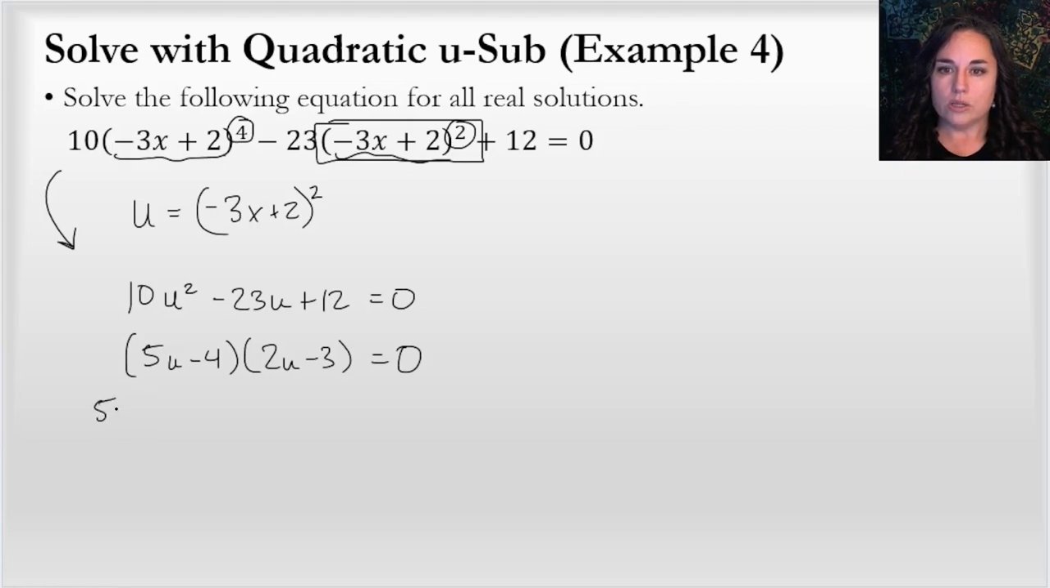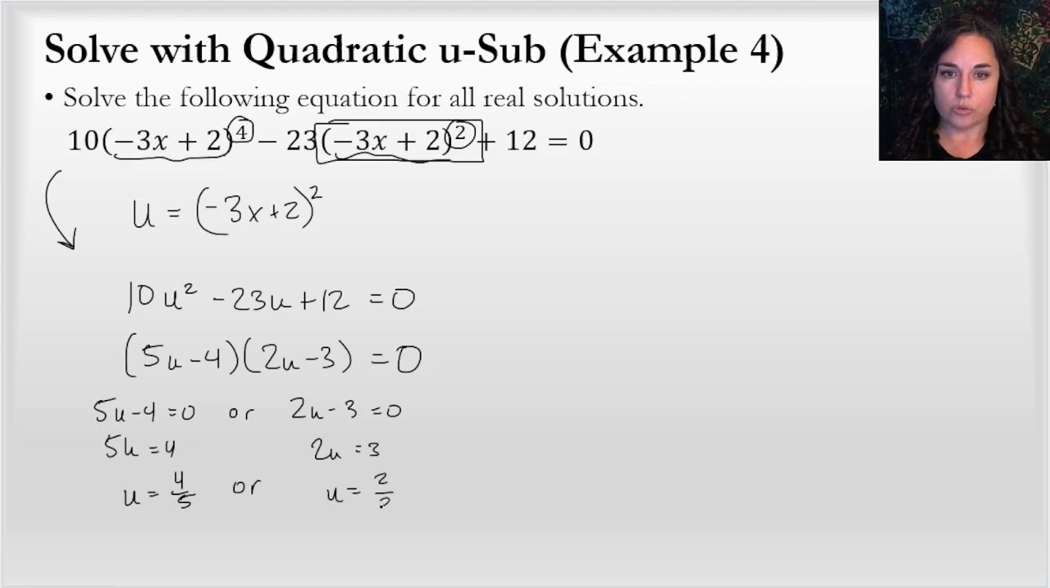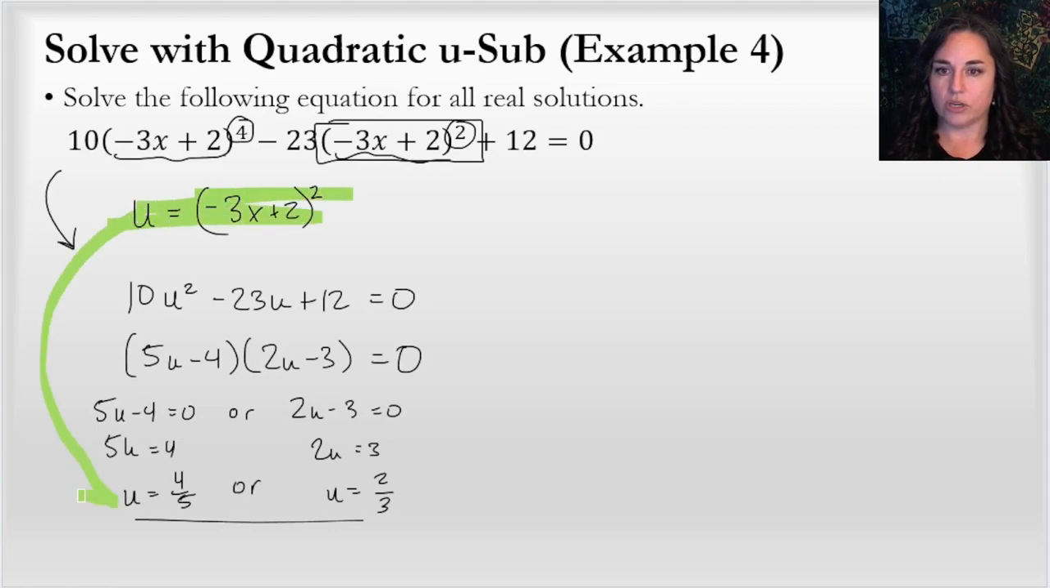I'm going to use the zero product property again and say that either of these terms has to be equal to 0. All right, and then I can solve 5u equals 4, u equals 4/5, or 2u equals 3, so u equals 2/3. Those are true. Okay, but I am not done yet. I still need to take into account this final step, right? I still need to solve for x. I don't care what u is, I care what x is, okay?